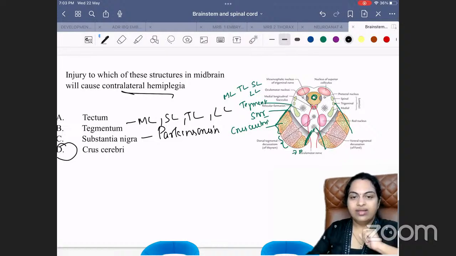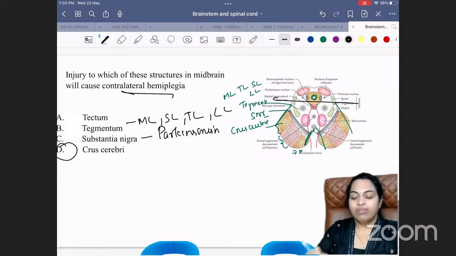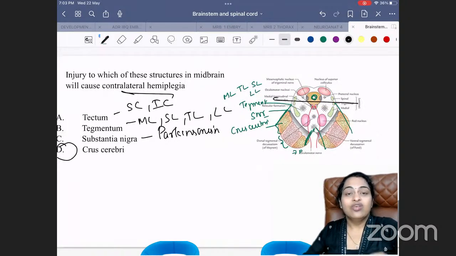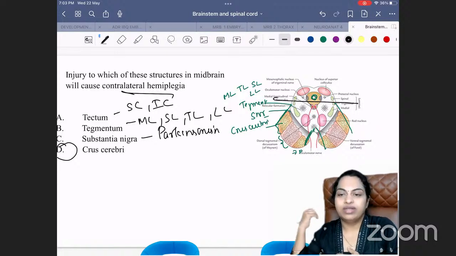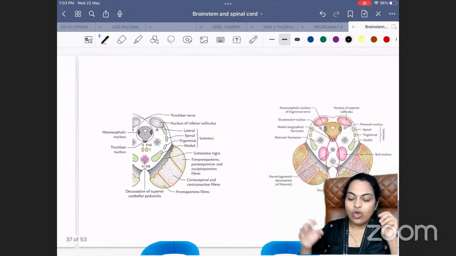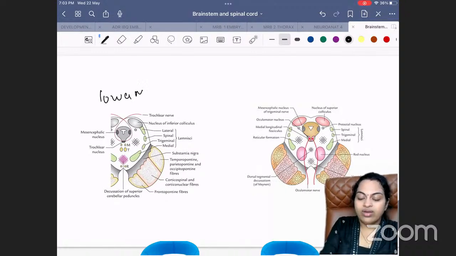Yes. And tectum is this region that you see behind the cerebral aqueduct. It has the superior colliculus and inferior colliculus. Superior colliculus is concerned with visual information. Inferior colliculus, again, auditory pathway. What are the cranial nerves related to midbrain? 3 and 4. Okay. So cross section of midbrain will be at two levels. The lower midbrain, at the level of inferior colliculus.